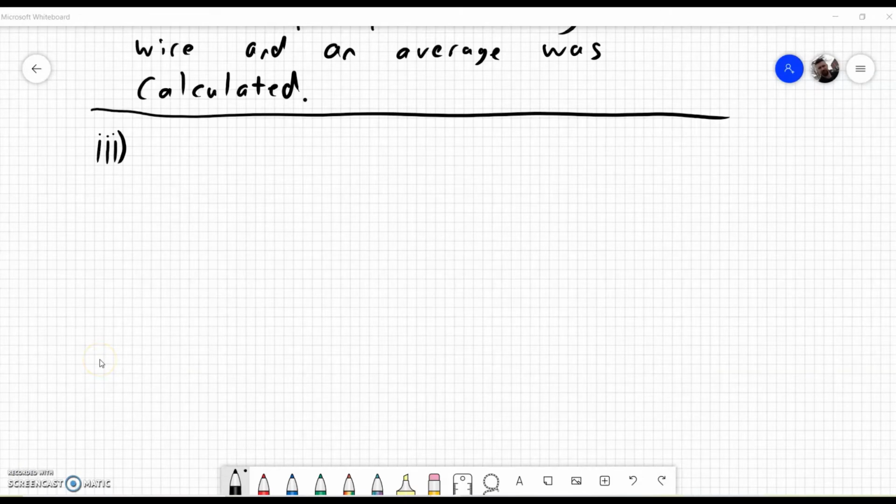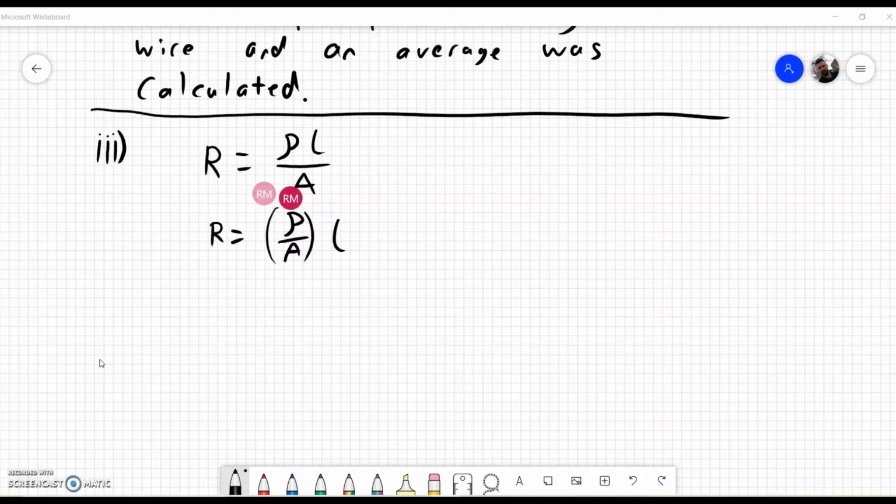Okay guys, so the next question asks us to do a graph of R versus L. This comes back to our formula for resistivity, area, length, and resistance: R is equal to rho L divided by A. When we're looking at this, we're just going to model this into a linear equation. So I'm going to factorize out the rho and the A. That gives me resistance is equal to rho over A multiplied by L, putting that in brackets. All I've done is factorize out the rho and the A.